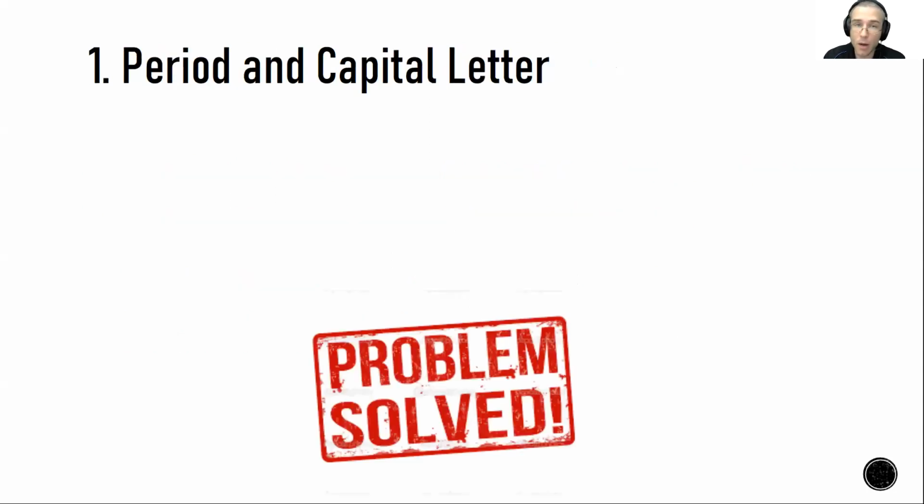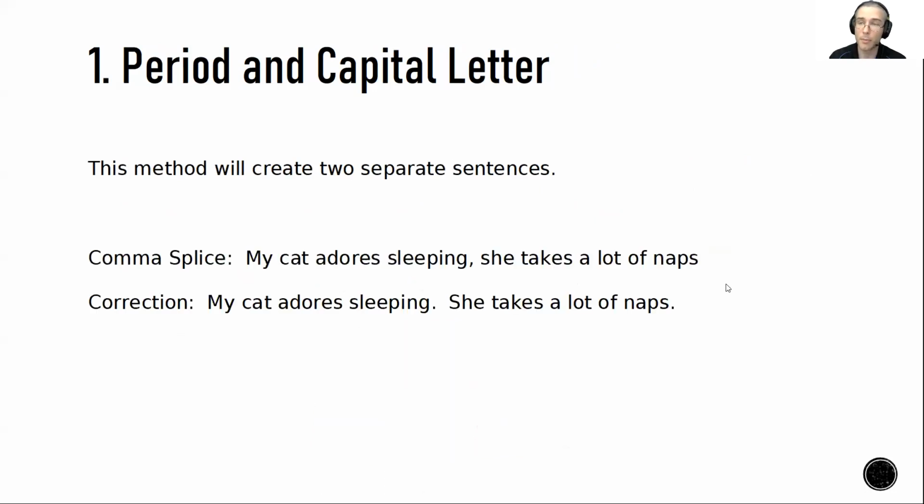The simplest way to fix this problem is to change the grammatical error into a series of simple sentences. This method creates two simple sentences. This problem could be corrected by saying that my cat adores sleeping. She takes a lot of naps.